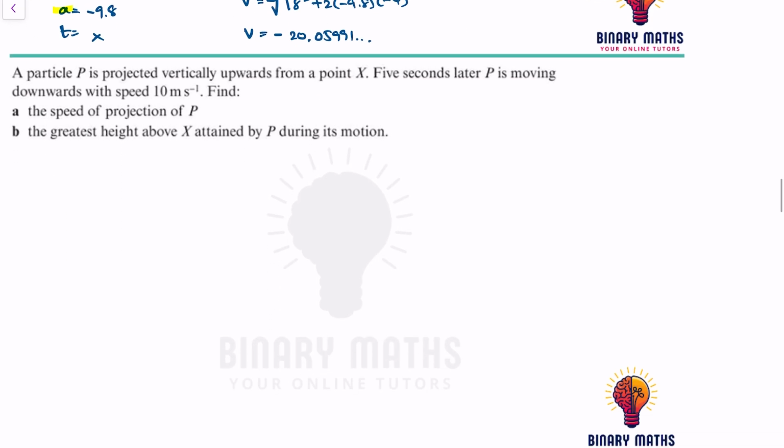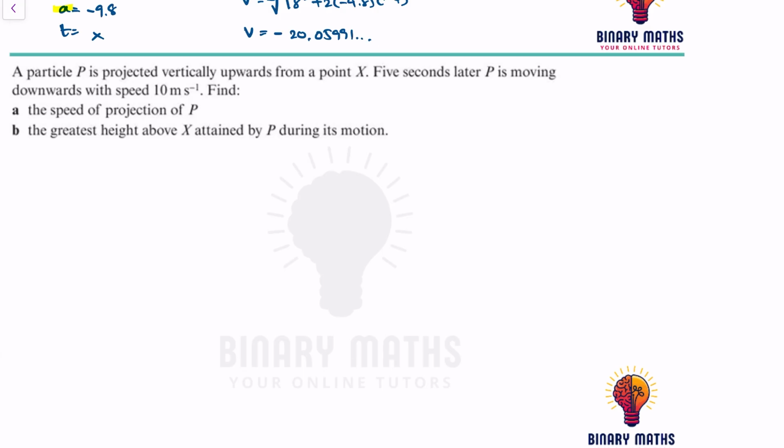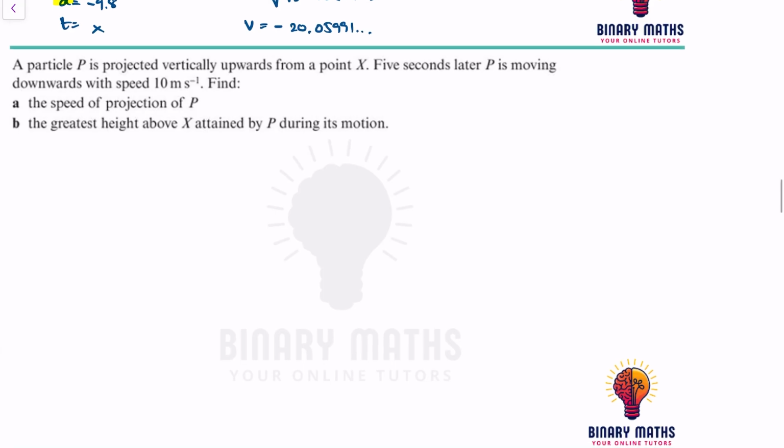The next question: a particle P is projected vertically upwards from point X. 5 seconds later, P is moving downwards with speed 10 meters per second. So particle P starts from point X. 5 seconds later, P is moving downwards with velocity 10 meters per second. So the journey we're interested in is 5 seconds after projection.